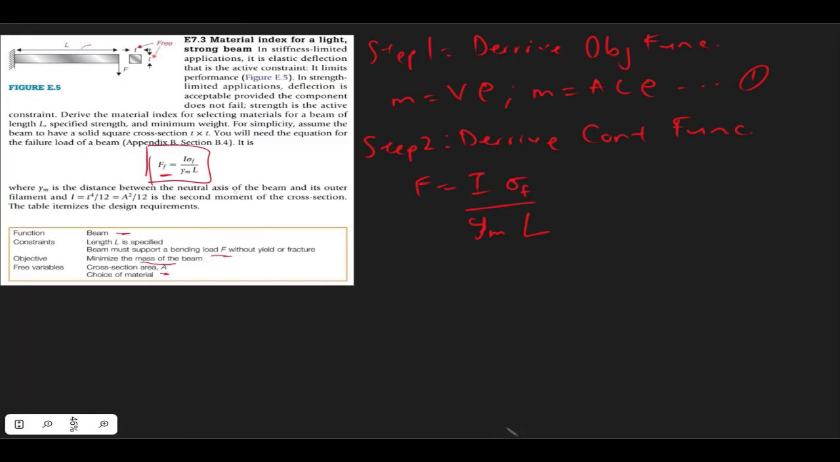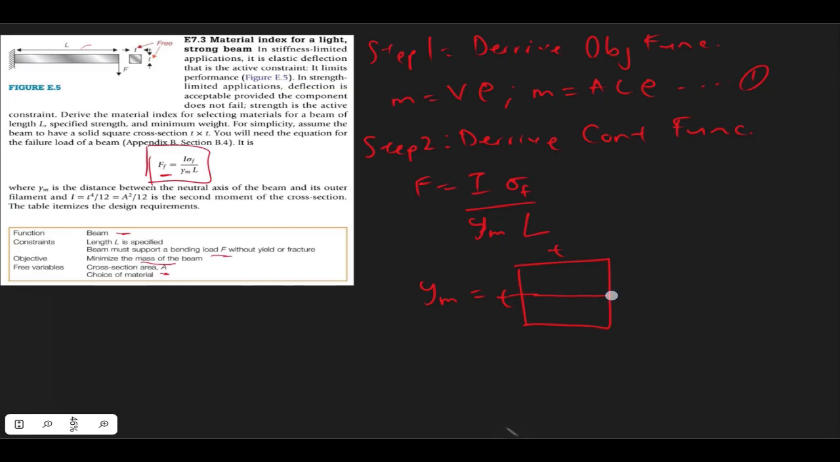Length. And note that Ym in this question is the distance between the neutral axis of the beam and its outer filaments. That's the formula for Ym. So if you look at a beam, if this is the cross-sectional area of a beam, where this is the thickness times the thickness, because we have a square cross-sectional area. That means the neutral axis is somewhere in the middle.